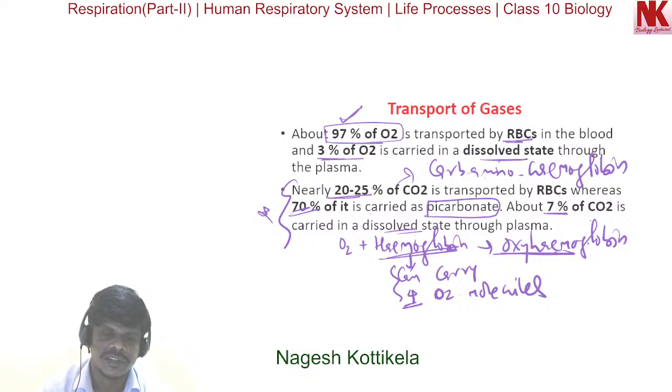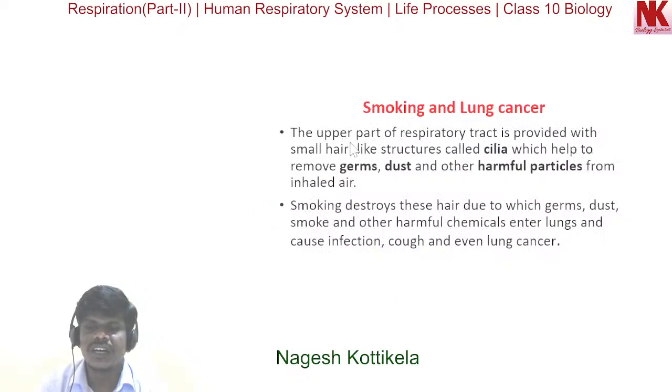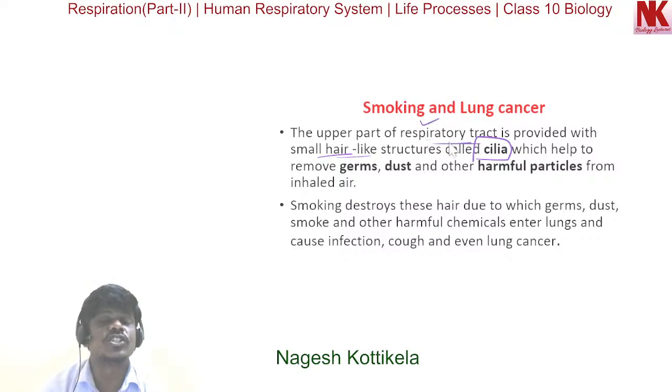Now after this, the upper part of the respiratory tract, inside the nasal chamber, is provided with small hair-like structures called cilia. These cilia help to remove germs, dust and harmful particles from the inhaled air. Now, smoking destroys these hair.